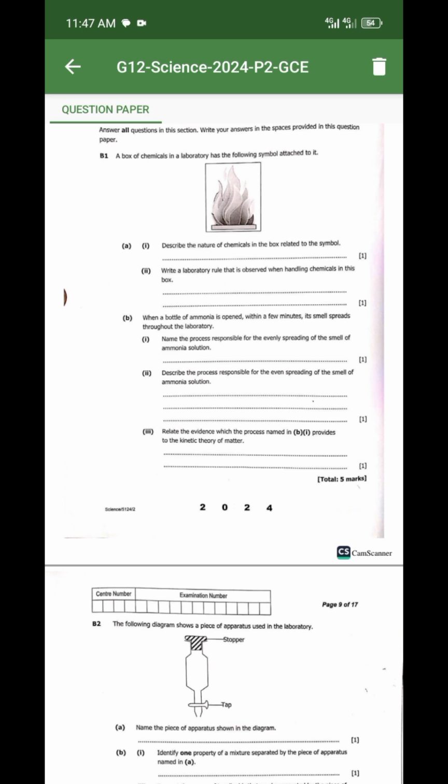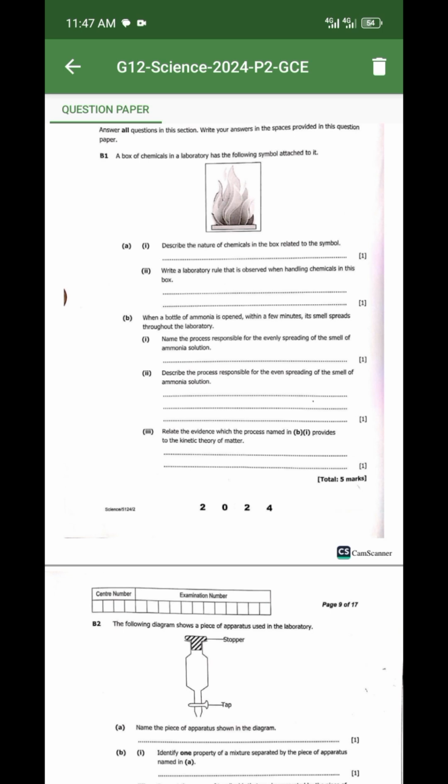So we move on to question B. A bottle of ammonia is opened. Within a few minutes, its smell spreads throughout the laboratory. Then question 1, name the process responsible for the even distribution of the smell of ammonia solution.